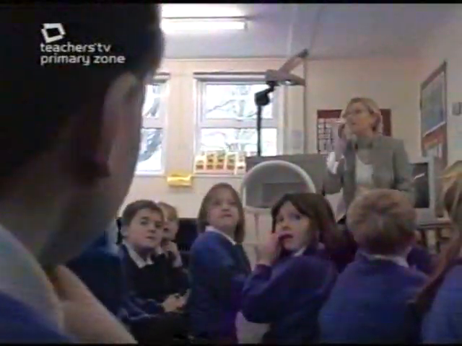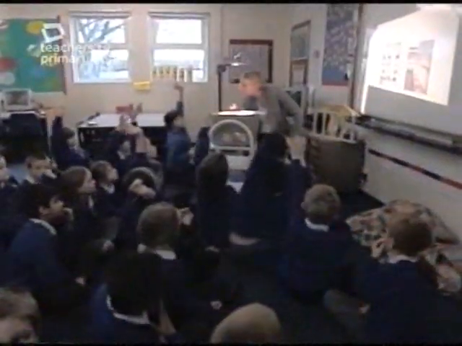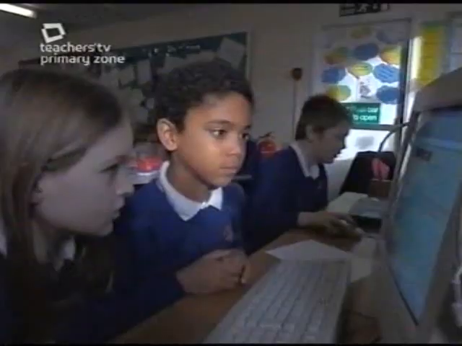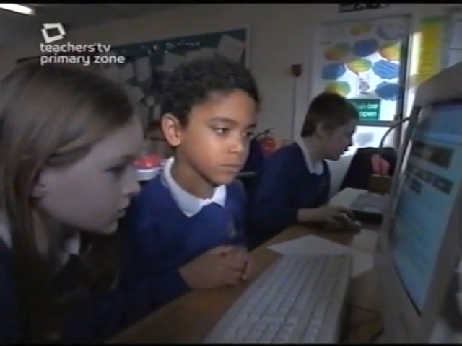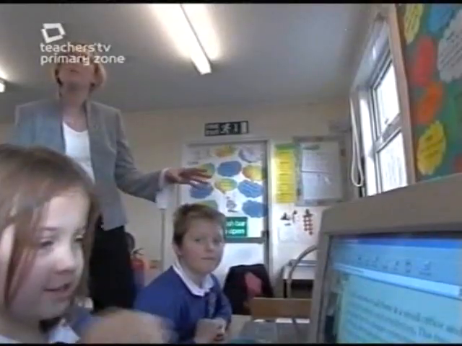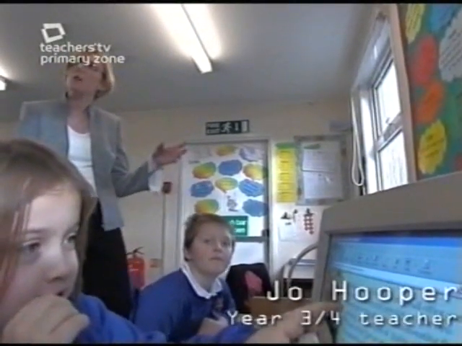In this Year 3 and 4 humanities lesson, pupils are using the resource. Their teacher, Jo Hooper, has planned the session on the principles of Islam so that children can take turns to work on the laptop or PC. The program the children use is called Texties, which has word processing.